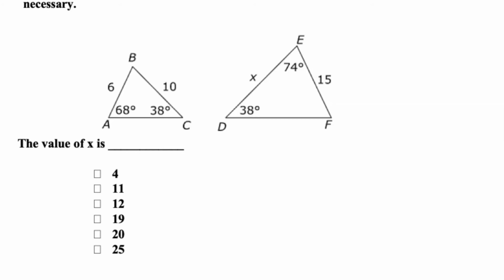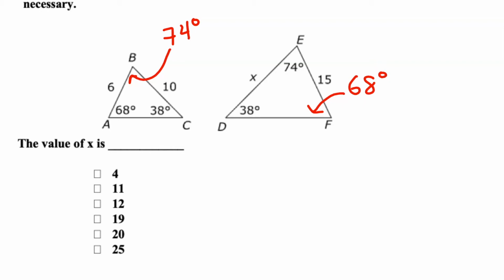Number 4, given the 2 triangles shown, find the value of x. Again, this is another similarity problem. So we have to create appropriate proportions. So first things first is that I've got a triangle. I know C is congruent to D. I know A is 68. And the only way this works is if this angle here is 74 degrees, and this angle here is 68 degrees.